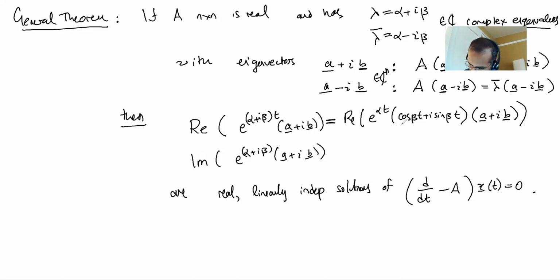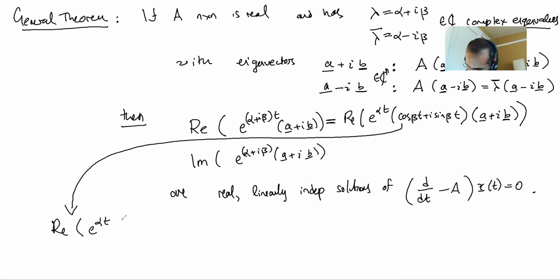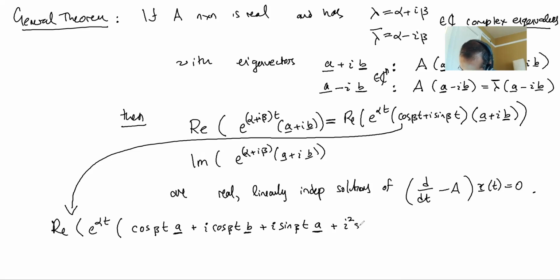So now I have to do some algebra to simplify this. You get e to the alpha t, and you may be a little intimidated because some of these things are numbers and some of them are vectors, but you can multiply numbers and vectors, that's just scalar multiplication. Some of these are even functions, but they're scalar functions, so that's okay. So you get cosine beta t times a, plus i cosine beta t times b, plus i sine beta t times a, the vector, plus i squared sine beta t times b.